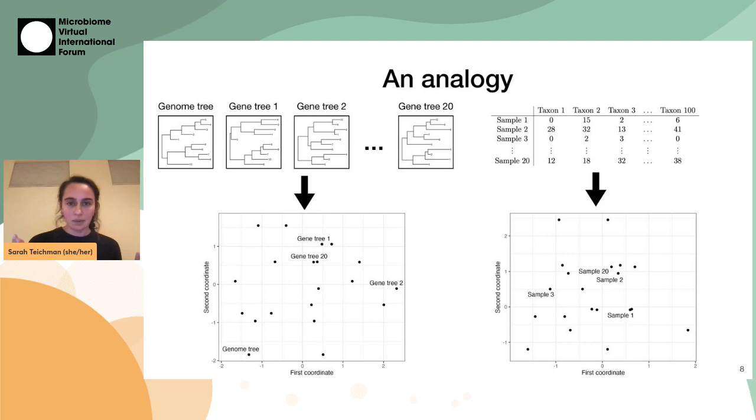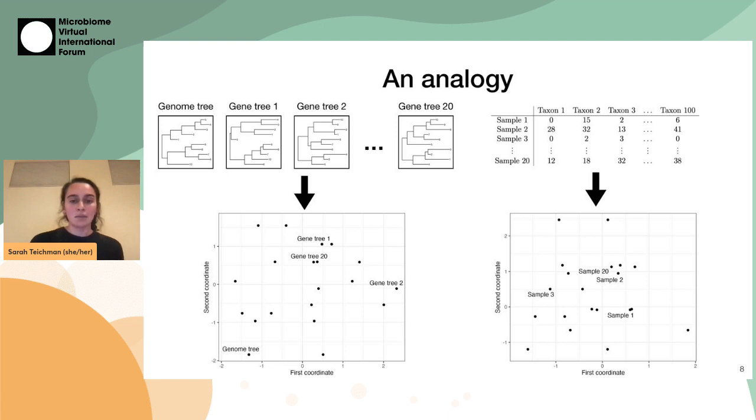Here, imagine we have 20 samples, and we have counts of how often we see a variety of taxa throughout these samples. So often, instead of looking at how these samples are similar or different based on just taxon 1 or taxon 2, we perform principal coordinates analysis to get a visualization in 2 dimensions that incorporates the information from all of these taxa. Again, we can compare samples by say sample 20 and 2 are similar, they're more different from sample 3.